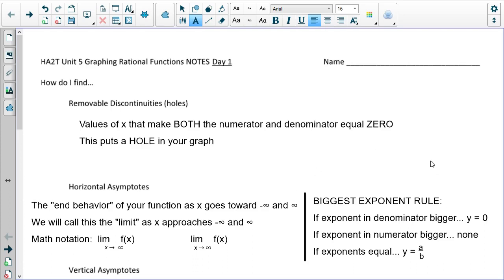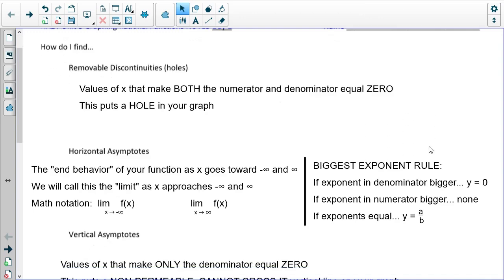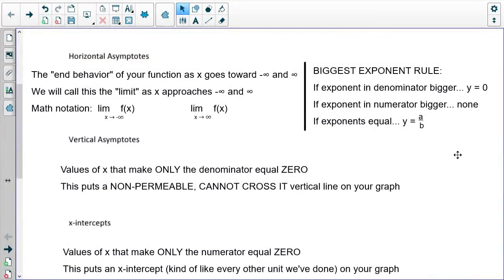Removable discontinuities are values of x that make both the numerator and denominator equal to 0. This will put a hole in your graph. Horizontal asymptotes. This is what we call the end behavior of your function as x goes toward negative infinity and positive infinity. So these are limits.